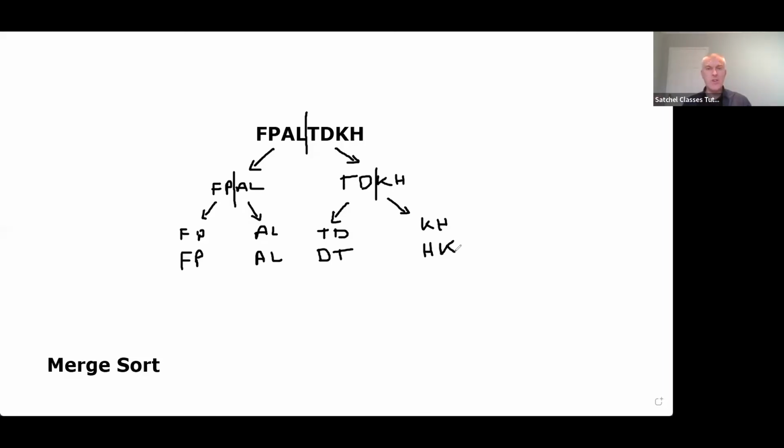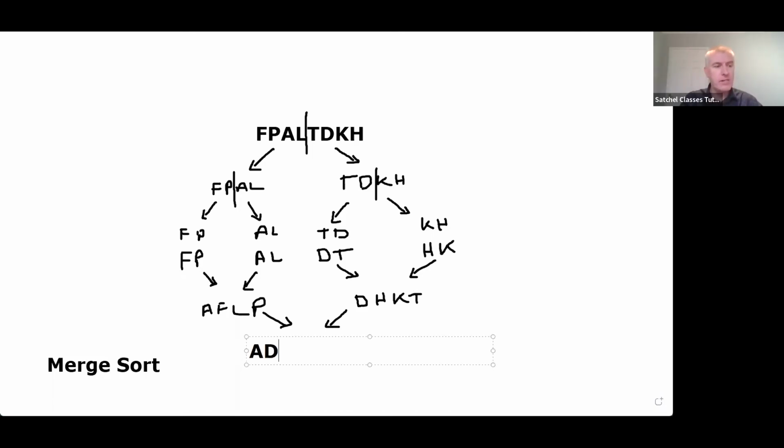And then it's just a case of reversing the process. So we merge two pairs together and stick them in alphabetical order. So these two will come together and these two will come together. And we have these four values now, D, H, K, and T. So at every grouping stage, we put them in alphabetical order, and then we just bring the remaining groups together, I'm going to type now this time, to form an ordered list. So we have A, D, F, H, K, L, P, and T. So that's a merge sort.